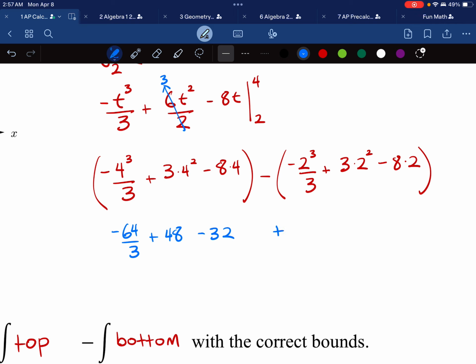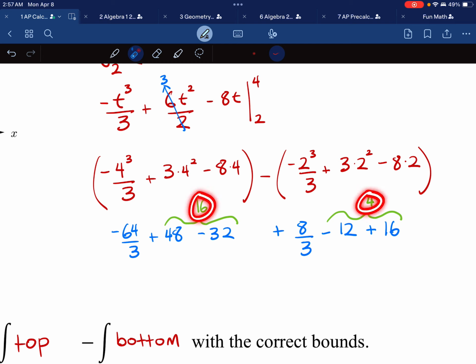Negative times a negative is a positive, so it's going to be positive. 2 cubed is 8, so I'm going to have 8/3, another kind of gross fraction, but that's okay. 2 squared is 4, times 3 is 12, and distribute the negative is a negative 12. Distributing the last negative is going to make this one a positive, and 8 times 2 is a 16. What can we simplify here? Negative 12 and 16 adds up to a 4. 48 and negative 32, we can simplify that to a 16.